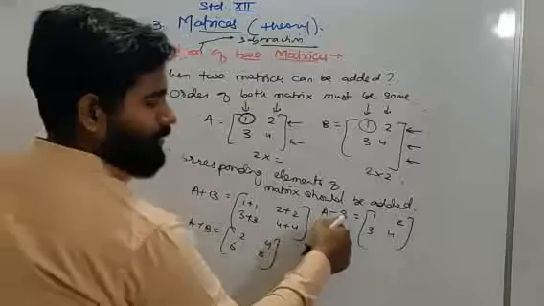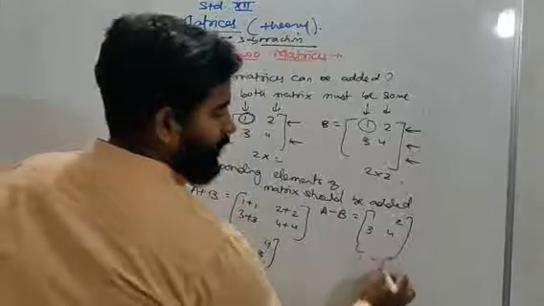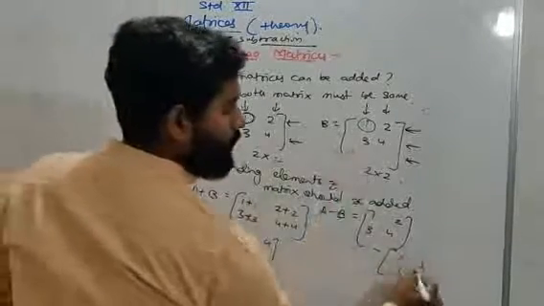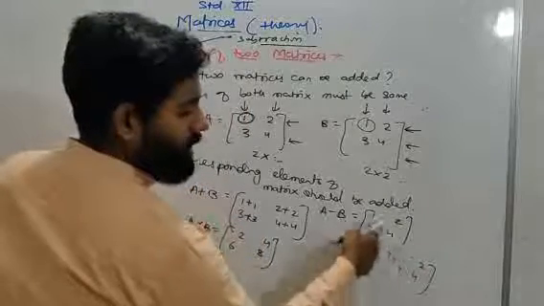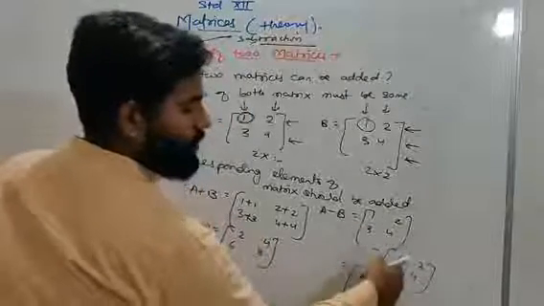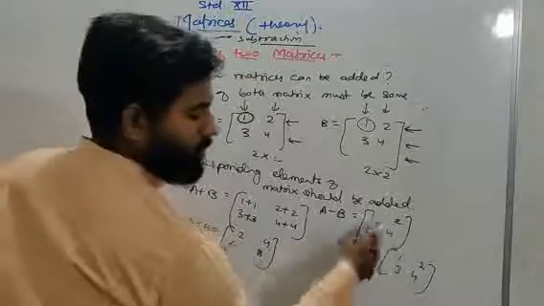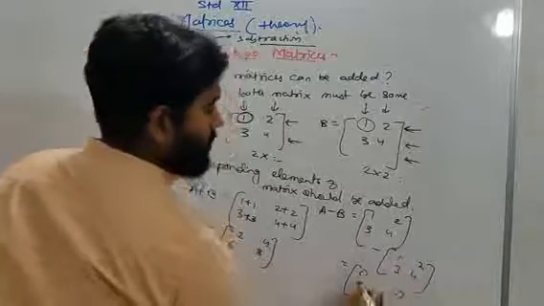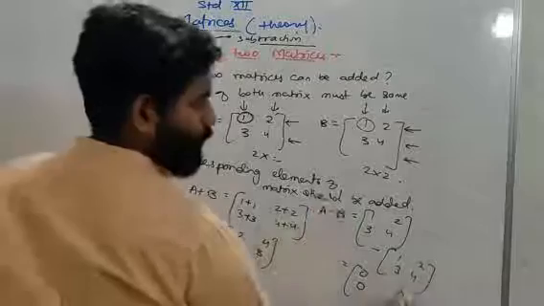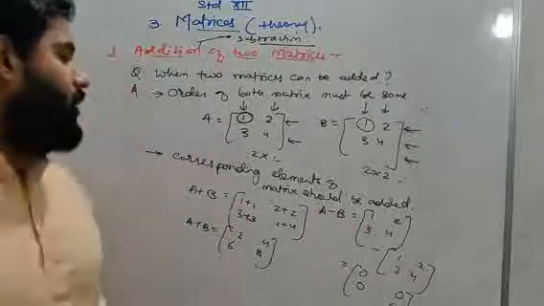So again, you have written A minus B, and your B is 1, 2, 3, 4. So just corresponding elements should be subtracted. 1 minus 1, answer is 0. 2 minus 2, again 0. 3 minus 3, 0. And 4 minus 4, 0. Okay, that is what the thing is.